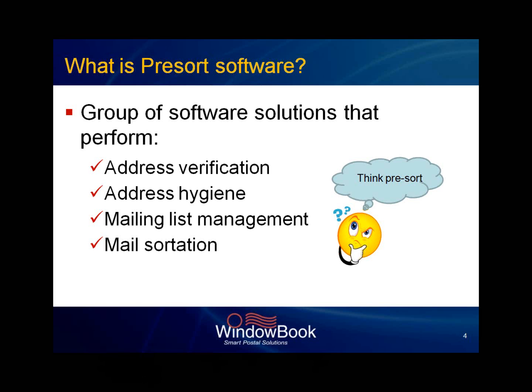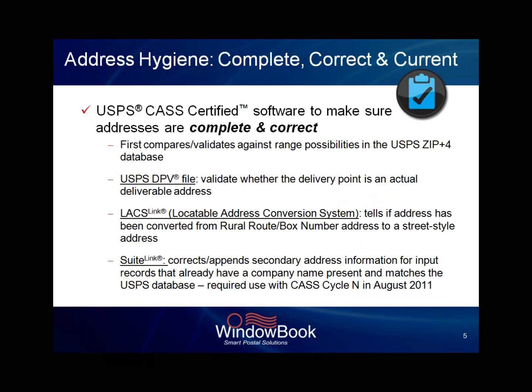hyphenate that word. We're going to talk about address verification. We're going to talk about address hygiene, mailing list management like merge purge, and then we're going to talk quickly about the actual Presort itself. So when we're in the address hygiene world, you're looking for three things, 3 C's. You want to make sure your addresses are complete, correct, and current.